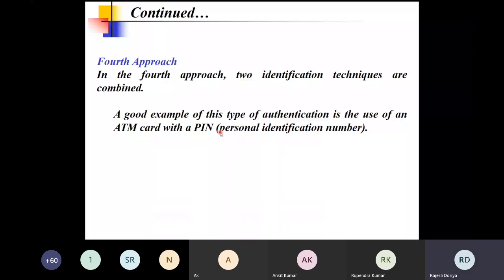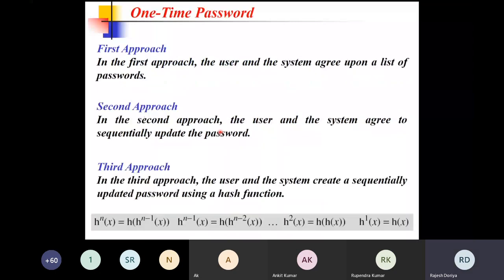Now, the cases which we have discussed were examples of fixed password. And now we are going to discuss the other type, which is one-time password. As the name itself suggests, the one-time password will only be used for the first time, or can only be used for a single communication. The same password cannot be used for other communications.